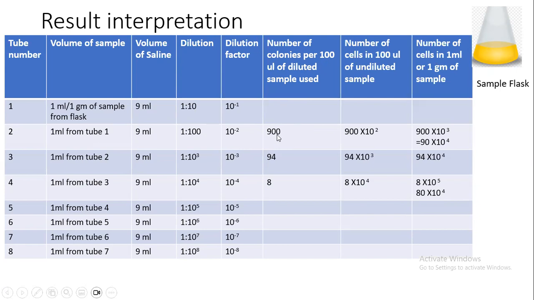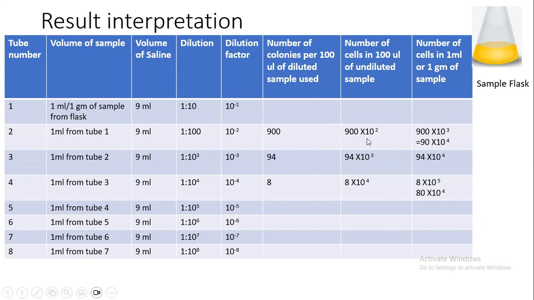So suppose we have got 900 colonies, then how many colonies will be present in your 100 microliter of undiluted sample? To calculate that, you need to multiply 900, the number of colonies you obtained, by the dilution factor. Since the dilution is 1 to 100, you need to multiply it by 10 to the power 2. So the negative symbol changes to 10 to the power 2 here. So there will be 900 into 10 to the power 2 cells in 100 microliter of undiluted sample.